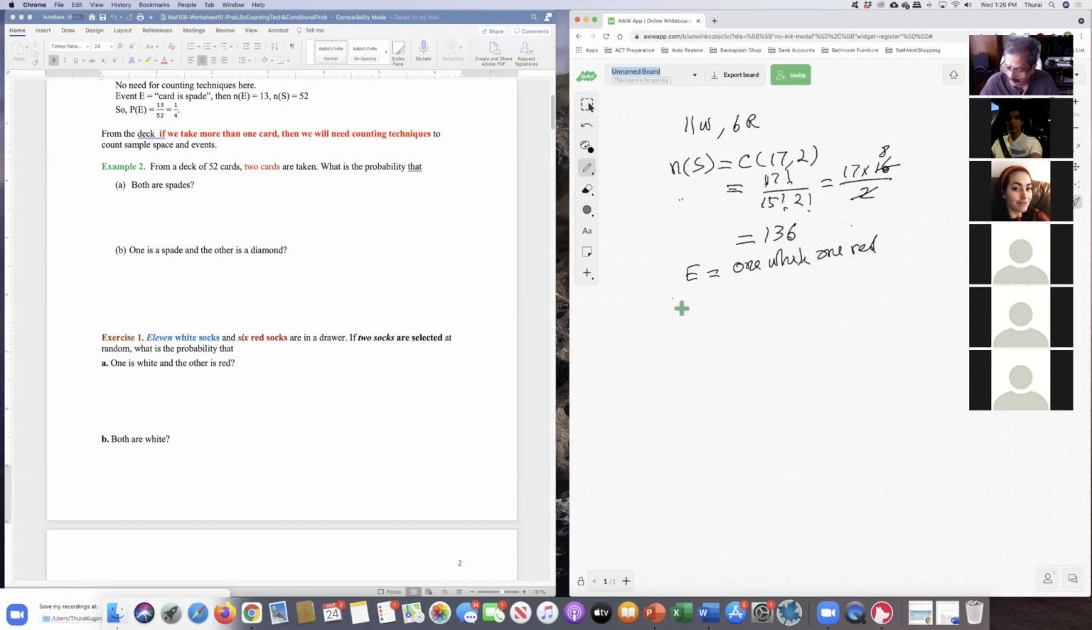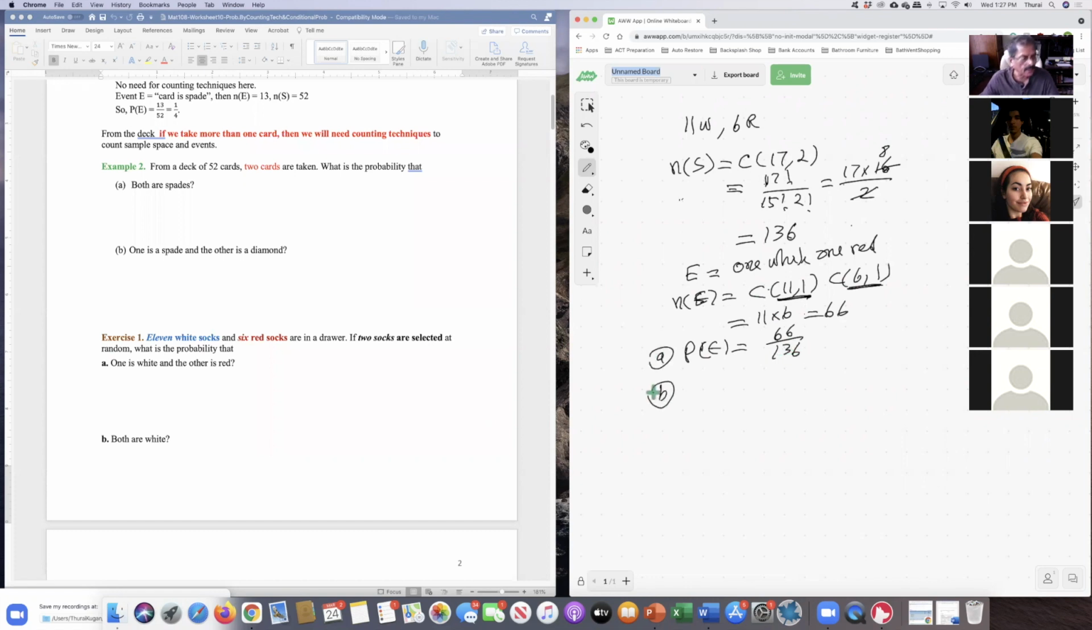Okay, can somebody tell me the count of that? Combination of 11, 1 times combination of 6, 1. Right, we are choosing 1. So first one has to come out of the white ones. 11 white ones are there. Second one has to come out of the red. So that's 11 times 6 equal to 66. So the probability for that event is 66 over 136.